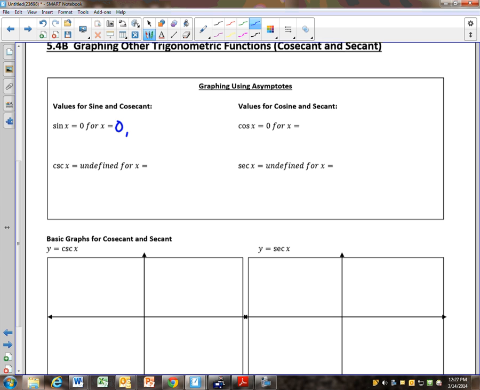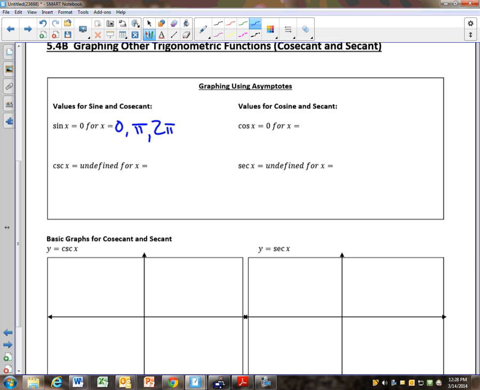Where does that happen? Halfway in between, or pi. After pi it's at 0, okay? Then it goes down to -1 at 3 pi over 2, and then it comes back up to 0 at 2 pi.